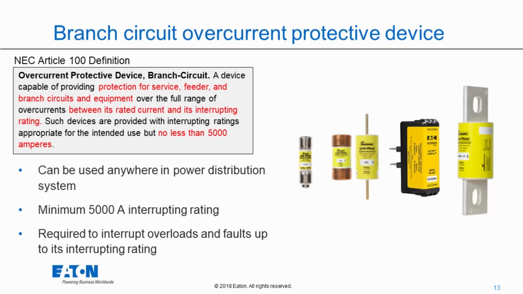So the bottom line is when we have a branch-rated fuse, this fuse can be used anywhere in the power distribution system. However, there is a minimum 5,000 amp rating that we must meet. In most cases, our fuses certainly handle at least 5,000 amps and are required to interrupt overloads and faults up to their interrupting rating. So that's the definition of a branch-rated device. And when we fall under UL 248, we're going to see a lot of fuses in here that are branch-rated devices.